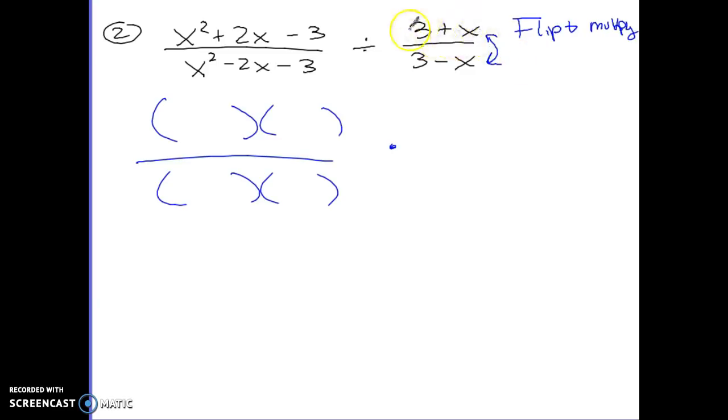But I also don't like seeing it written like this. I don't like 3 plus x. Just weird. Kind of creeps me out. So I'm going to do x plus 3, and I'm going to switch this to negative x plus 3. You'll thank me later for that. And then factor over here.